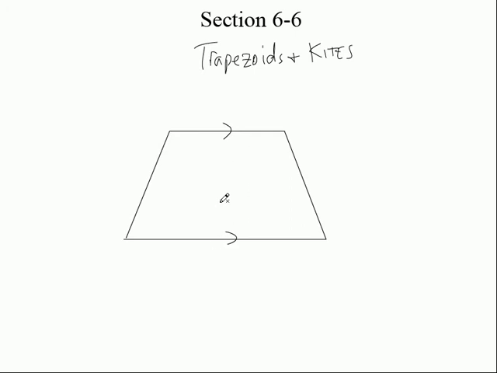The parallel sides we call the bases. Remember I said there are a lot of similarities to triangles? A triangle has a base, and legs. Here, the non-parallel sides, the sides that are not parallel to each other, are called the legs of the trapezoid.